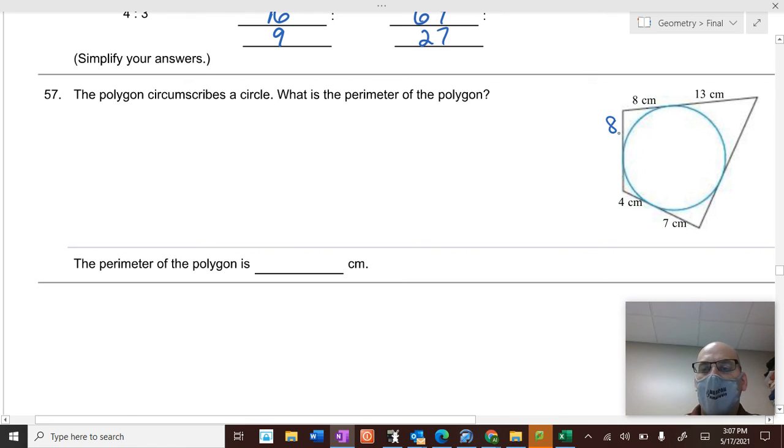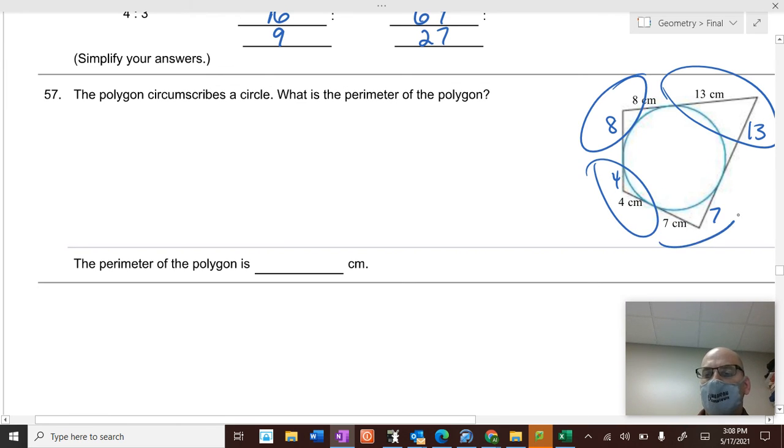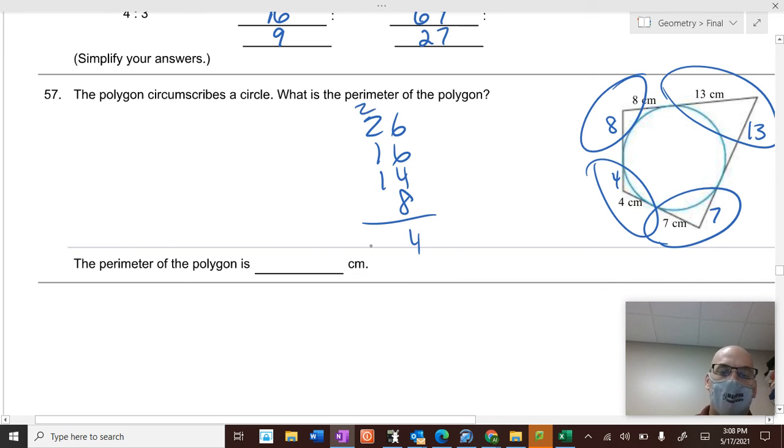Perimeter of this polygon, 8, 8, 4, 4, 7, 7, 13, 13. Okay? Then you add these up. So you take 26 plus 16 plus 14 plus 8. Forgot the 8 there. So if we add them up, 24, so that's 64.